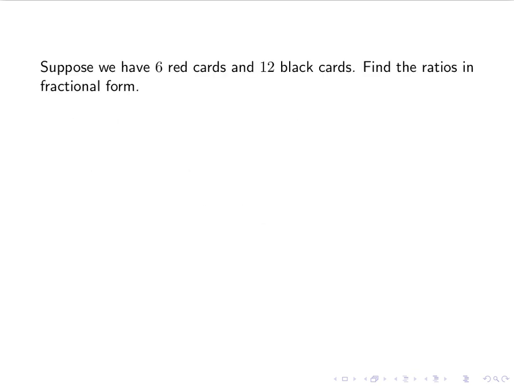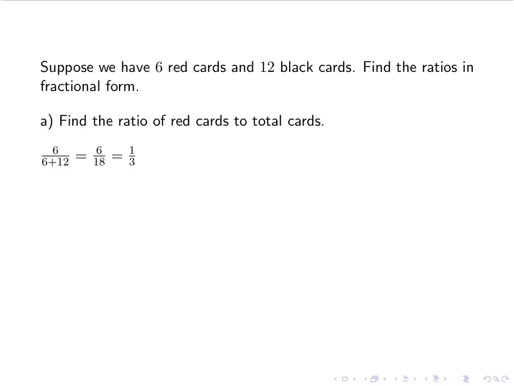And now for our last problem. Suppose we have 6 red cards and 12 black cards. Find the ratios in fractional form. So find the ratio of red cards to total cards. So there are 6 red cards, and there are 6 plus 12 total cards. So we have 6 over 6 plus 12, which is 6 over 18, which simplifies to 1 to 3. So again, what that means is for every 3 cards we have, 1 of them is red.